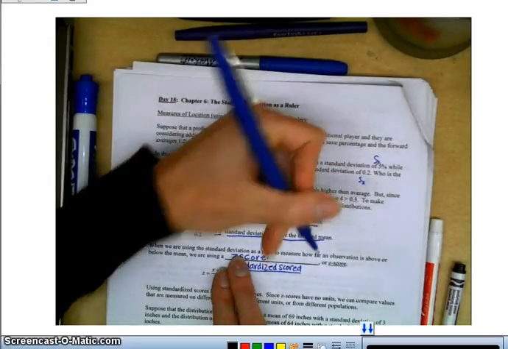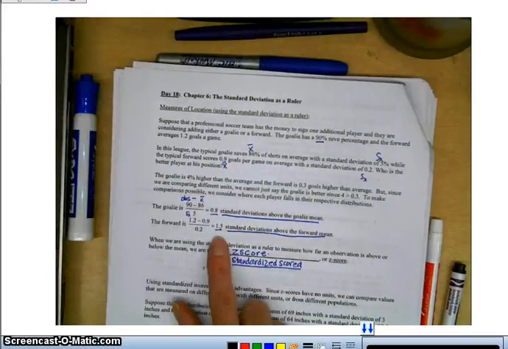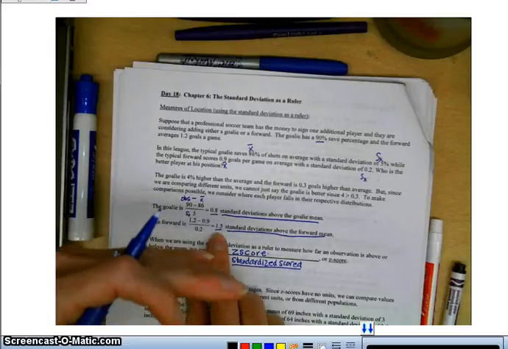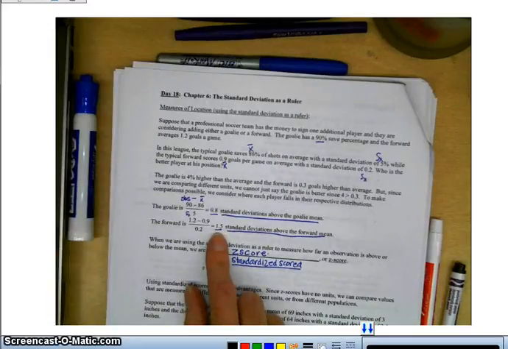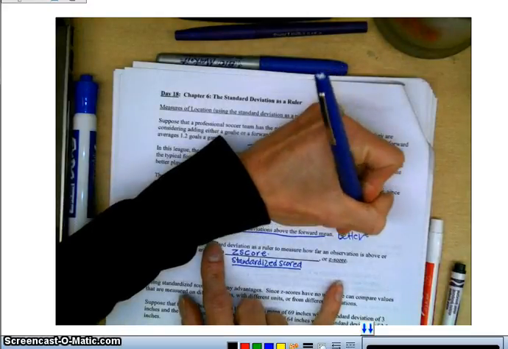Who is the better player? The forward is the better player because they are farther above average than the goalie is. The forward is 1.5 standard deviations above the average. It means they're higher above, they're better. So the forward is the better choice of someone to hire.